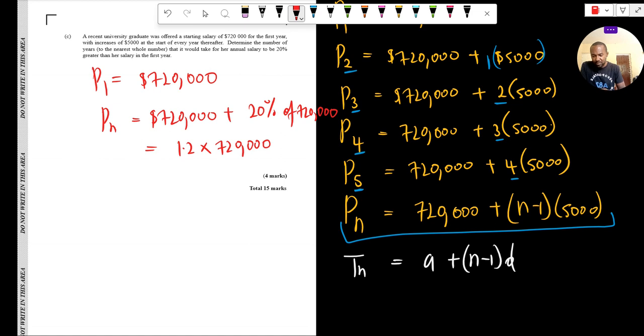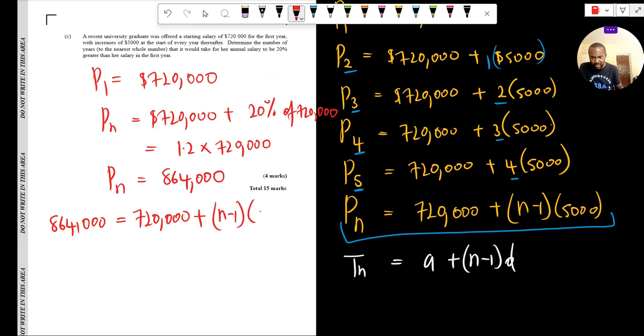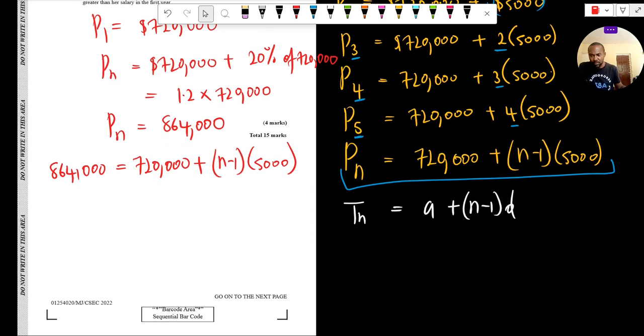1.2 times 720, that gives us 864. So therefore, say that our salary at the nth year would be $864,000, right? Now, if we substitute this into a little formula that we have from over here, we will see that 864,000 is equal to 720,000 plus n minus 1 times 5,000. And we basically proceed to solving for n.